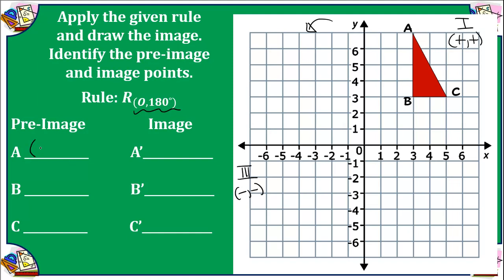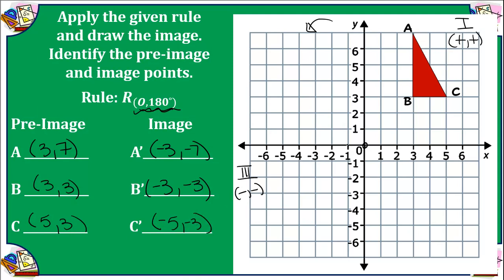So A is 3, 7, B is 3, 3, C is 5, 3, and 180 degrees about the origin counterclockwise, our coordinates are just negated. So A prime is -3, -7, B prime is -3, -3, and C prime is -5, -3.